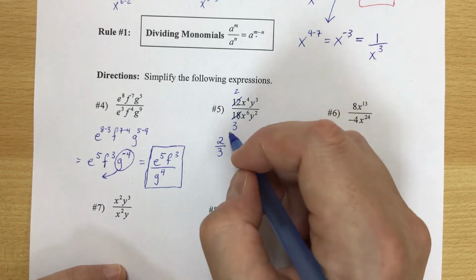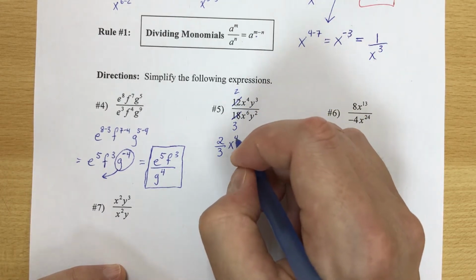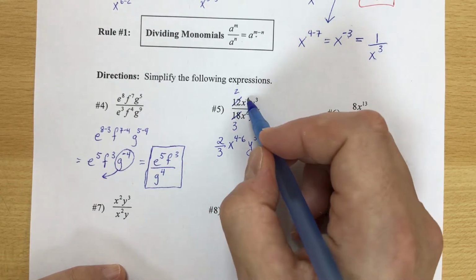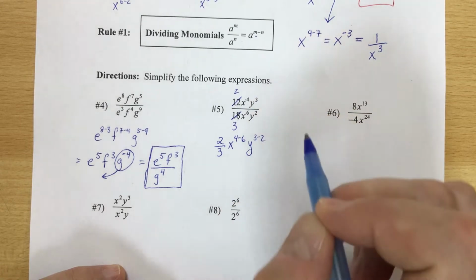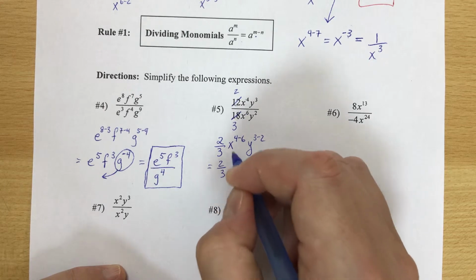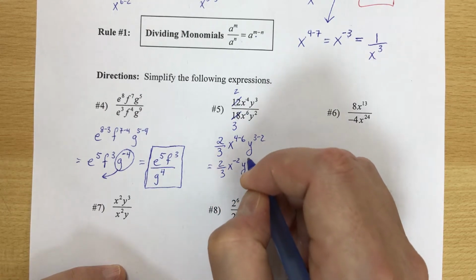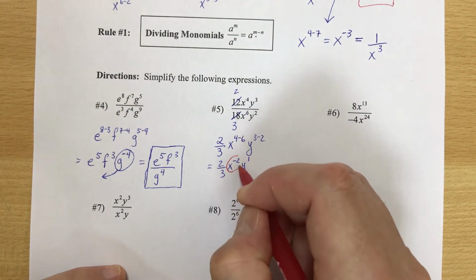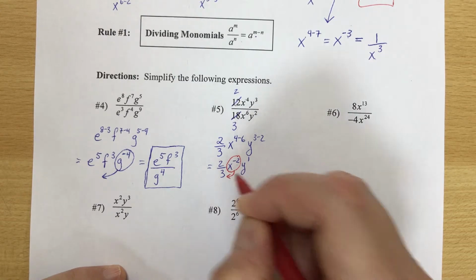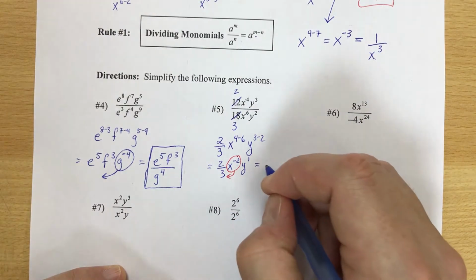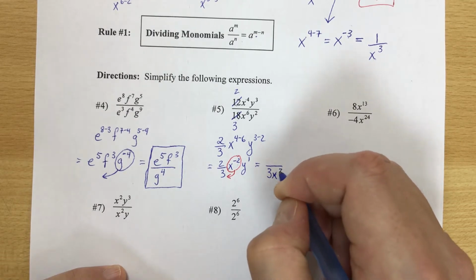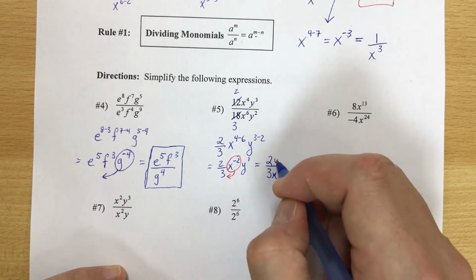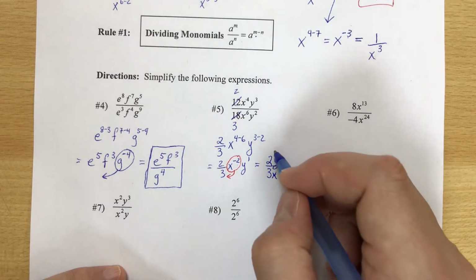Now, for the variables, we keep the base. We subtract the exponents, 4 minus 6, and then y to the 3 minus 2, we do the top minus the bottom. Top minus the bottom. So we get 2 over 3 times x to the negative 2, y to the 1st. You cannot have a negative exponent. So I'm going to circle that term. I'm going to bring it down to the denominator. And when I bring it down, that becomes x to the positive 2. But I still have this 2 up top, and this y to the 1st is also part of the numerator, part of the top. And that's it.